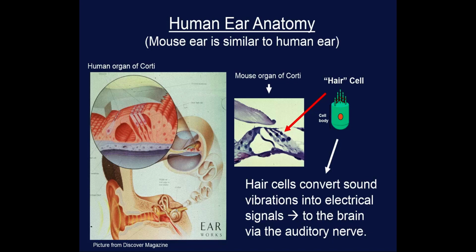Why do we call them hair cells? The sensory cells in the ear have hair-like projections on the apical surface, therefore the nickname hair cells. The hair cells convert sound vibration or vibration from the head movement into electrical signals, which are then conveyed to the brain via the auditory nerve or the vestibular nerve. Any defect to the hair cell, genetic or environmental, will result in hearing loss.